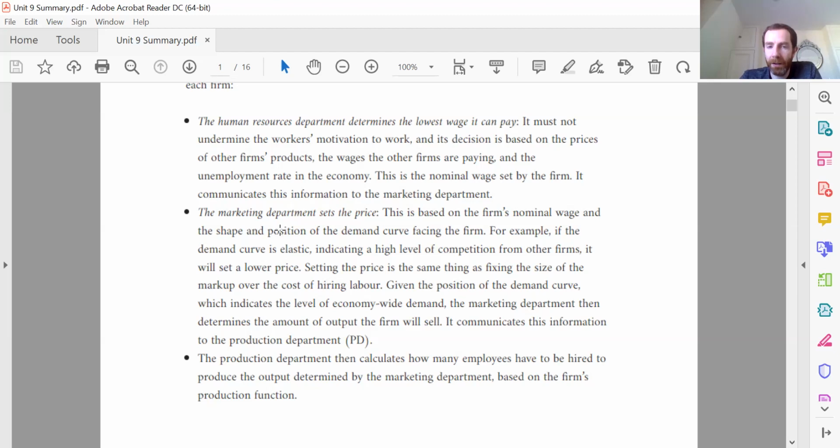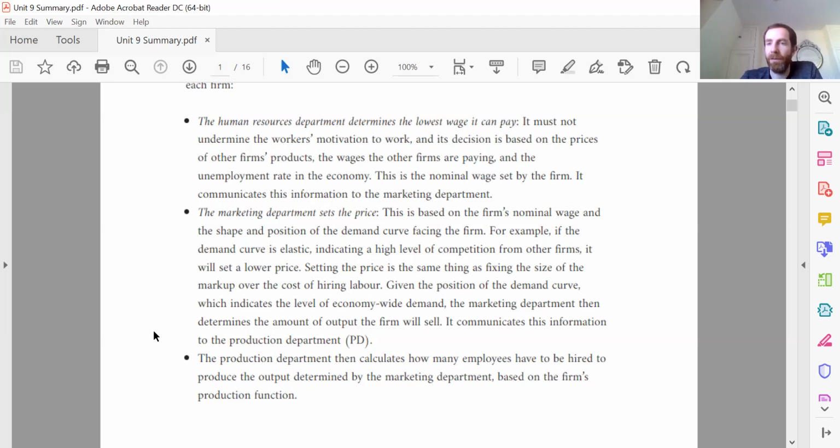Then things move to the marketing department, and their job is to look at the cost of the firm, to look at the isoprofit curves, to look at the demand, and then to determine what would be the price to choose. That's then going to lead to a particular quantity. And then that's where the final department comes in, which is the production department. They are then going to hire a particular number of workers in order to produce that level of output.